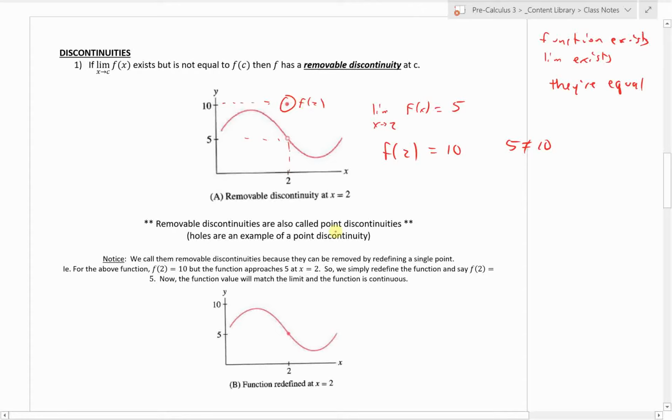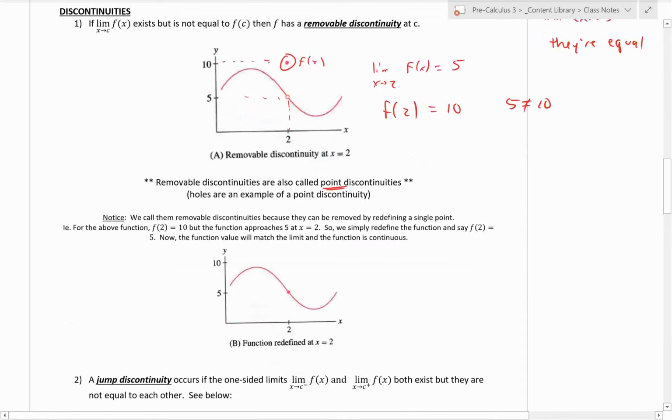But we also call it a point discontinuity because the curve is continuous everywhere except for that single point, right? If I were able to just cover this up, pretend it's not there, blank it out, it would look like this curve is continuous, right? Just at that single point where it's discontinuous. So we saw holes in the last chapter. Those would be examples of point discontinuities or removable discontinuities as well.